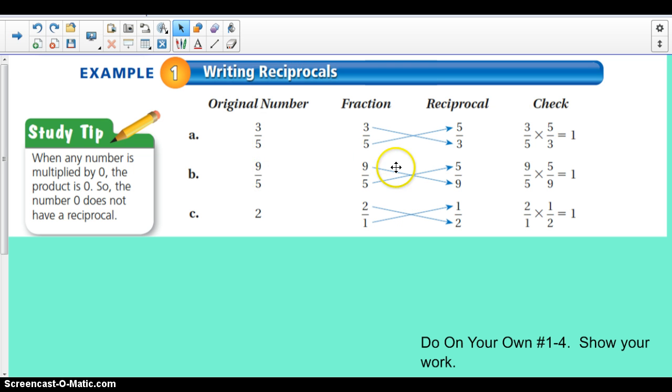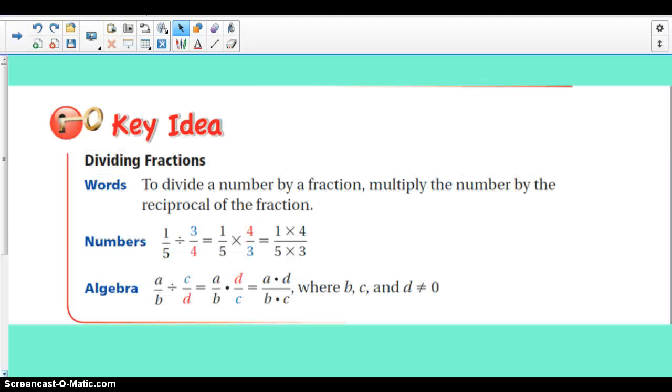They did the same for 9/5, flipped it to 5/9. 2, here's your number, 2. First you need to write it in fraction form, then reciprocal, and if you multiply across, you get 2 over 2, and that is 1. At this point, I want you to pause the video, do on your own numbers 1 through 4, and show your work. Alright, this information for the key idea is also on page 64 in your book. Please copy down these notes into your spiral, and when you are done, come back to the video.